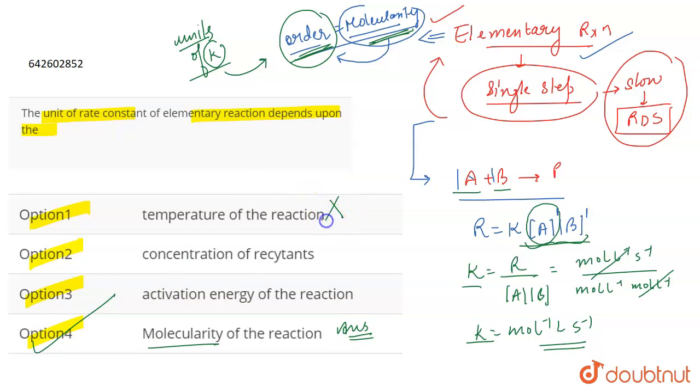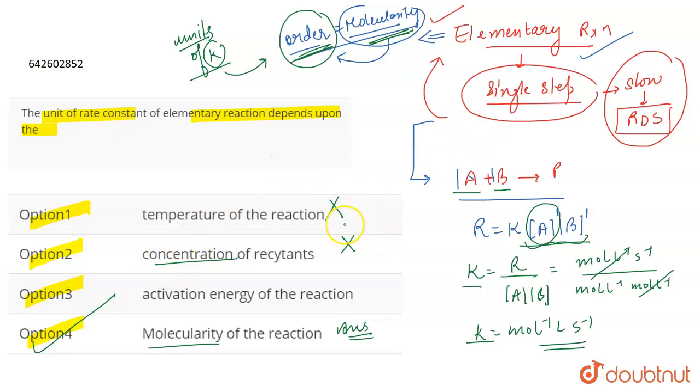Now, temperature does not affect the units of rate constant. It affects the rate constant. It can increase or decrease with respect to temperature, but it does not affect the units. Okay. Concentration. Now, the concentration change does not even change the rate constant. So the units of concentration are not going to change.